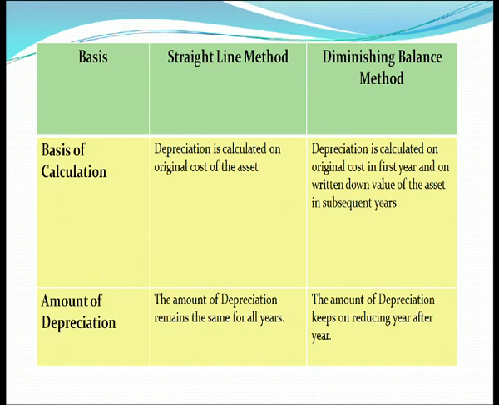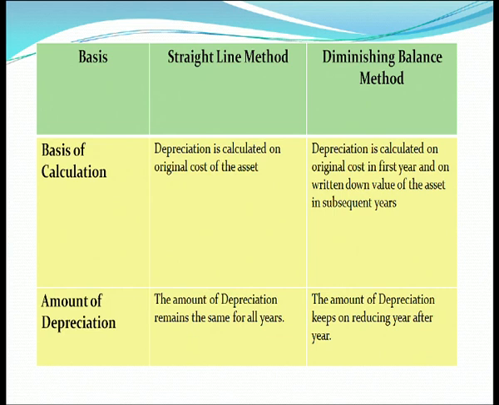Now, once we have understood the accounting methodology of recording the depreciation calculation in our books of accounts, next we learn about the distinction between how the two methods are different from one another. So, first is the straight line method and the diminishing balance method. The basis of difference is in terms of calculation. Under straight line method, depreciation is calculated on the original cost of the asset, whereas under diminishing balance method, depreciation is calculated on the original cost in the first year and on the written down value of the asset in the subsequent year. So, that is why the amount keeps on changing.